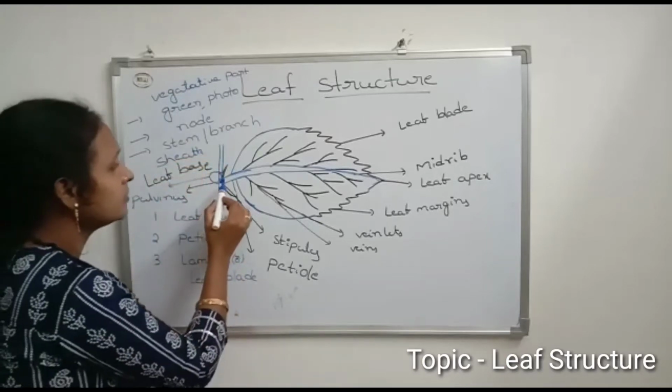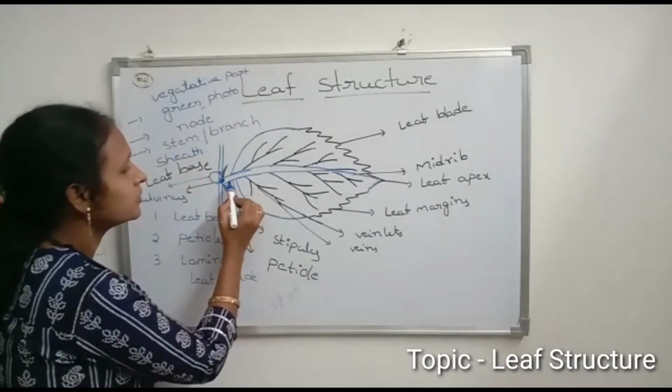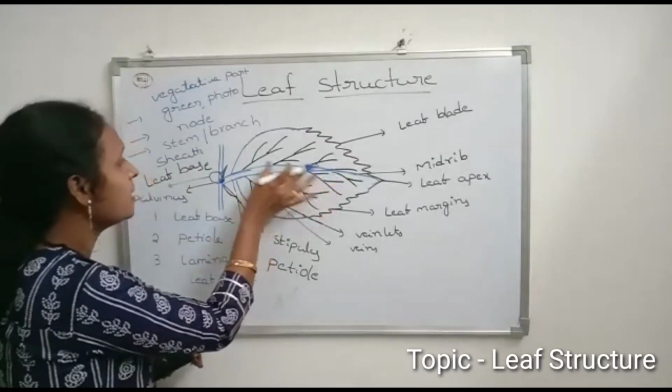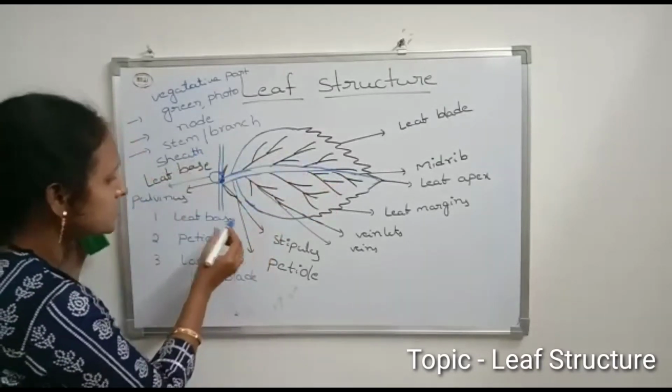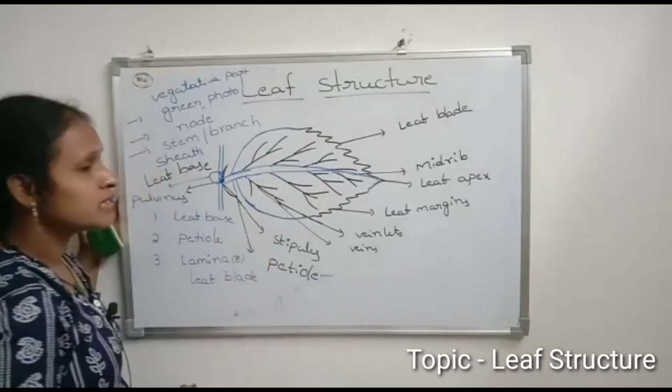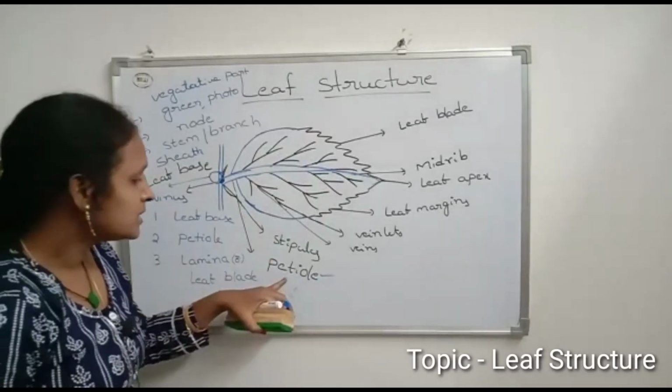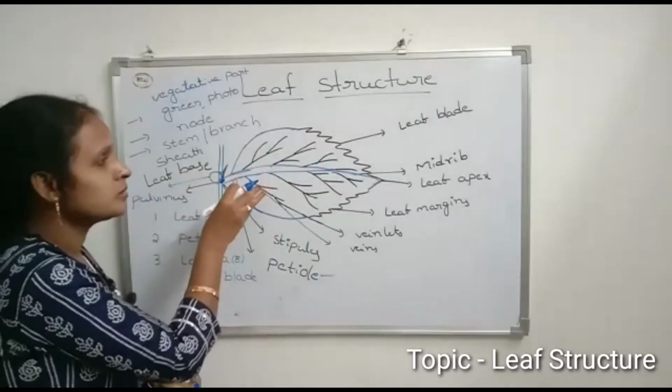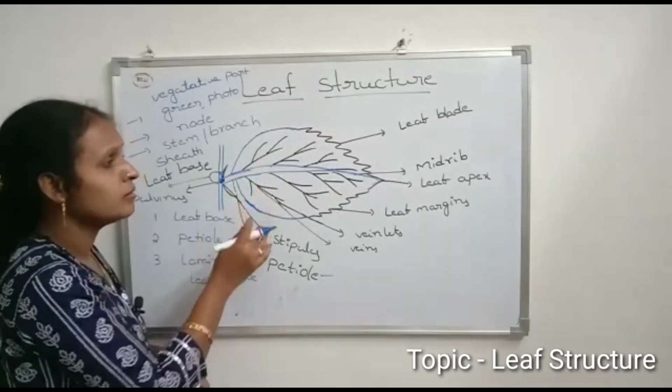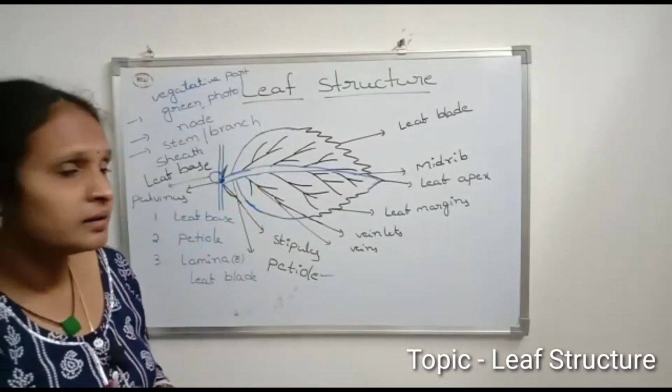Next, the stalk of the leaf that joins the lamina and leaf base is called the petiole. What is the use of the petiole? The petiole exposes the leaf to light and helps in fluttering in the wind.